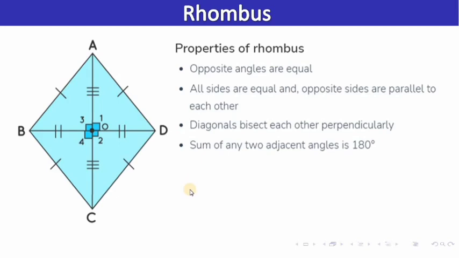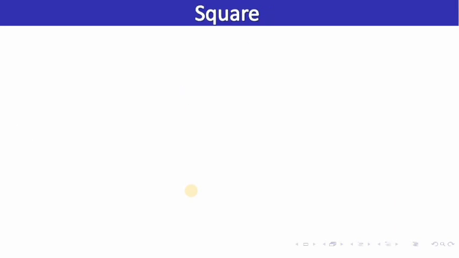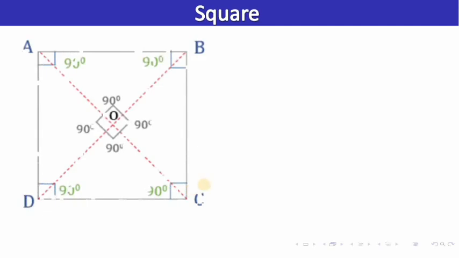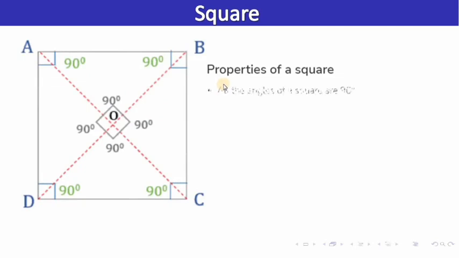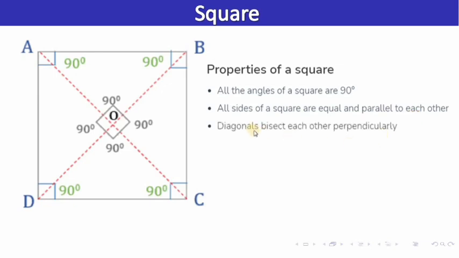Okay, fine. So let's move to the next and the last special figure, and we call it a square. All of you are quite familiar with this. So this is a square. Let's quickly see the properties of a square. All the angles are 90 degrees, we know that. All sides are equal and opposite sides are parallel to each other, we also know that. Diagonals bisect each other perpendicularly, same as in the rhombus. Okay, so that's all about the properties.